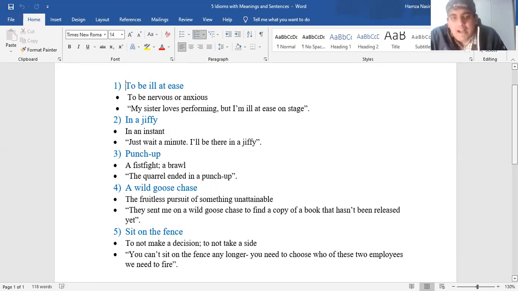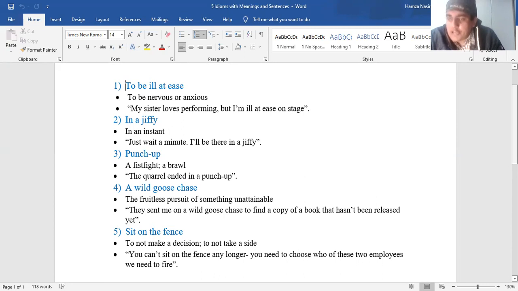Number 3, punch up. Punch up means a physical altercation, a street duel of sorts, a fist fight, a brawl. So you can say the quarrel, the verbal tussle ended in a punch up, in a fight, in a physical fight. So that's the third idiom for us, punch up. The fourth idiom for today is a wild goose chase.